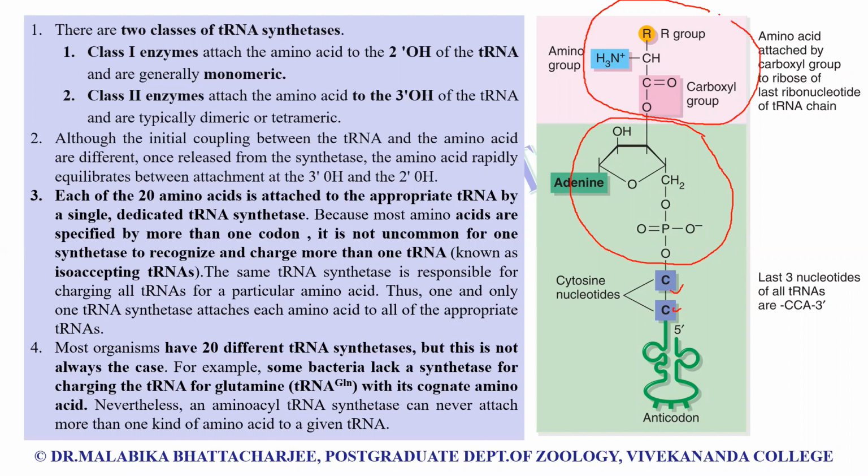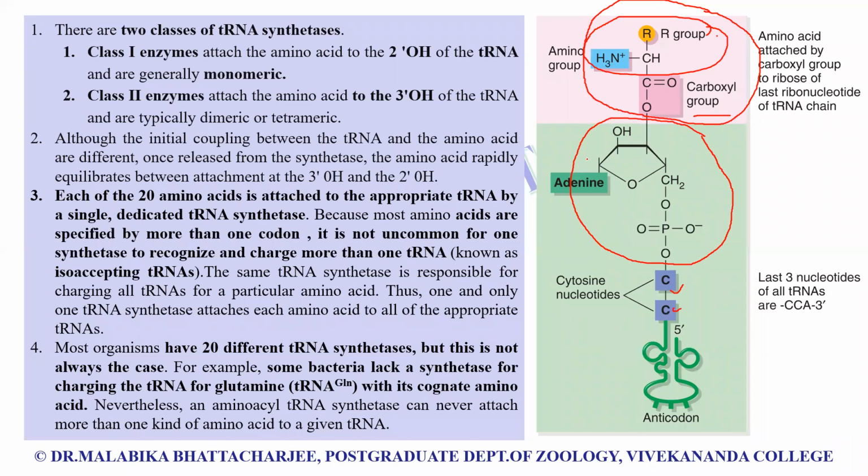You all are aware of the fact that the amino acid has an amino terminal group and a carboxy terminal group. So you can see the carboxy terminal group has been joined to the adenine group. The carboxyl terminal group is attached to the ribose of the last ribonucleotide, I mean to say CA, of the tRNA chain.